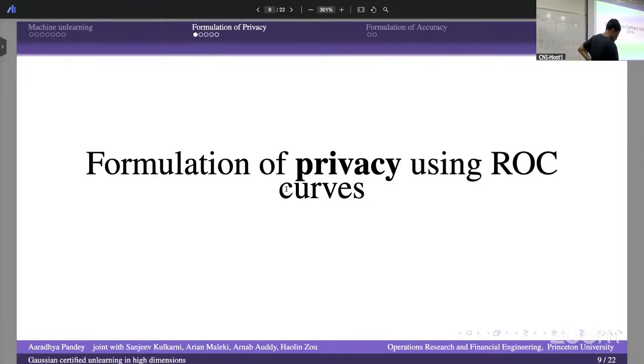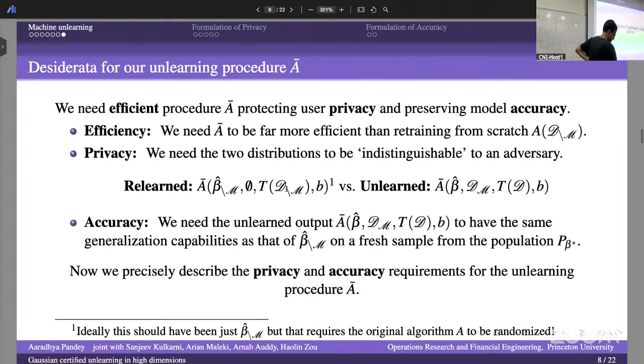Okay, so here, maybe how many of you have seen ROC curves? Okay, so you guys are more familiar. Good. I'll try to explain. Maybe this is not the ROC curve that you've seen, I don't know, but let's see. So this is the step where we are going to formalize the privacy part.